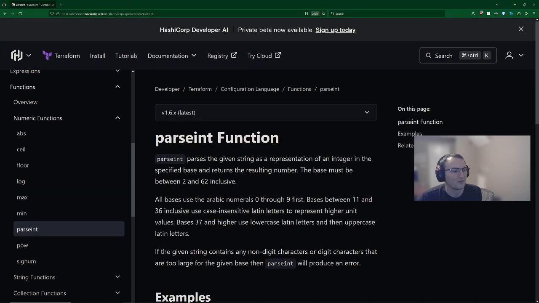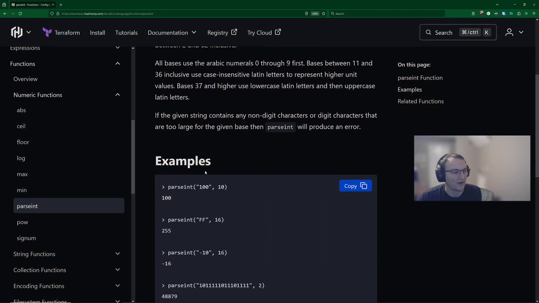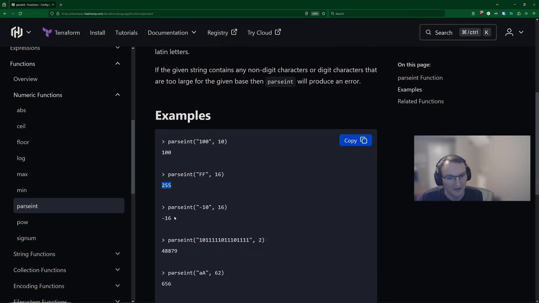Parse int is really cool, so it takes a number of whatever base you specify and it will render it in its base 10 equivalent. So 100 base 10 translates to 10. FF in base 16 translates to 255. -10 in base 16 is actually -16 in base 10.